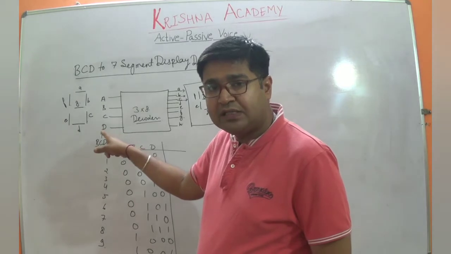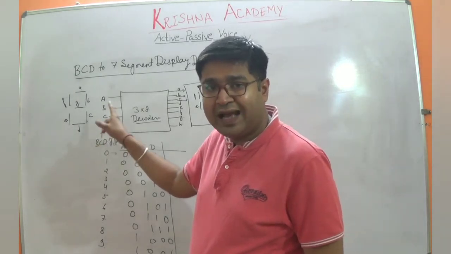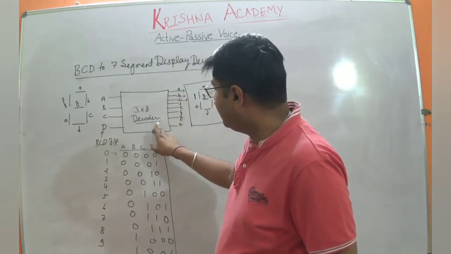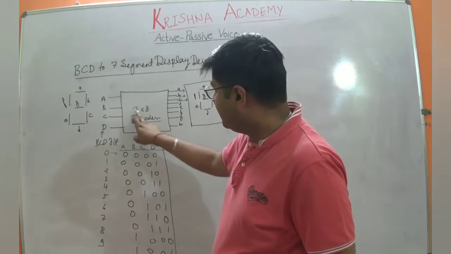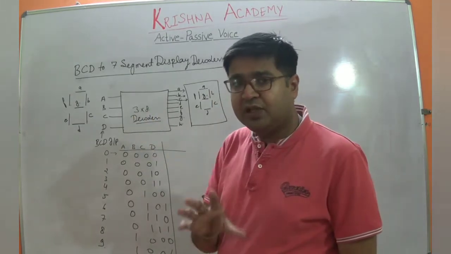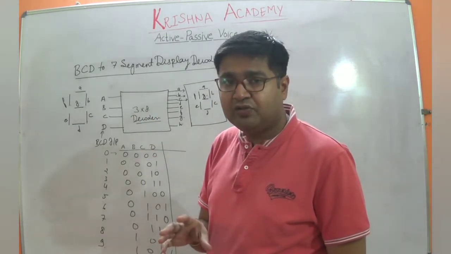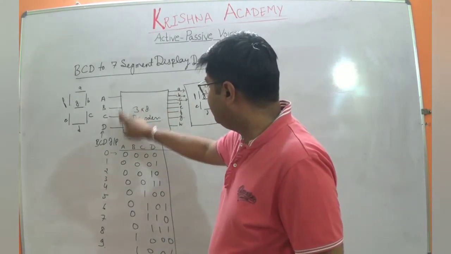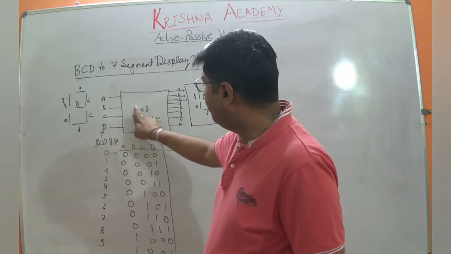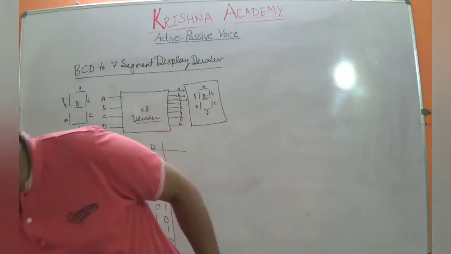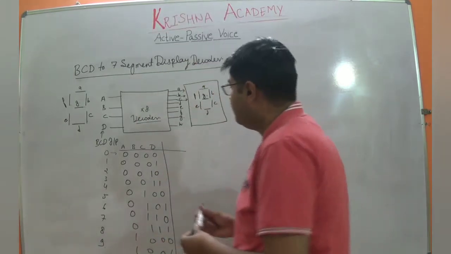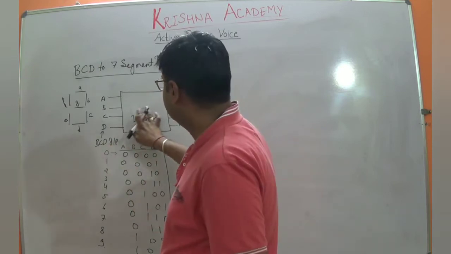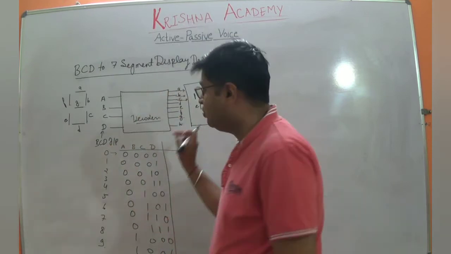So binary coded decimal is used as the input, and the output will be a simple decoder. Now, whenever we are talking about the 3x8 decoder, it will produce 8 outputs. Right now we are using 4 inputs, so we will be using a 4x16 decoder, the specific decoder for this particular purpose.